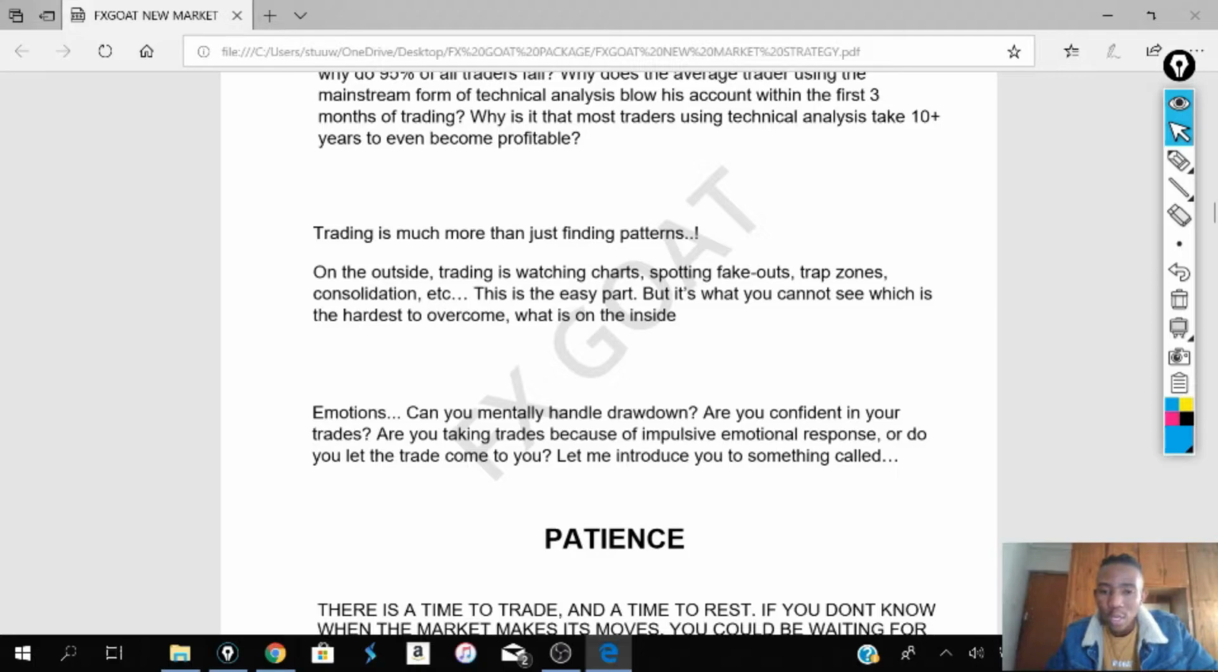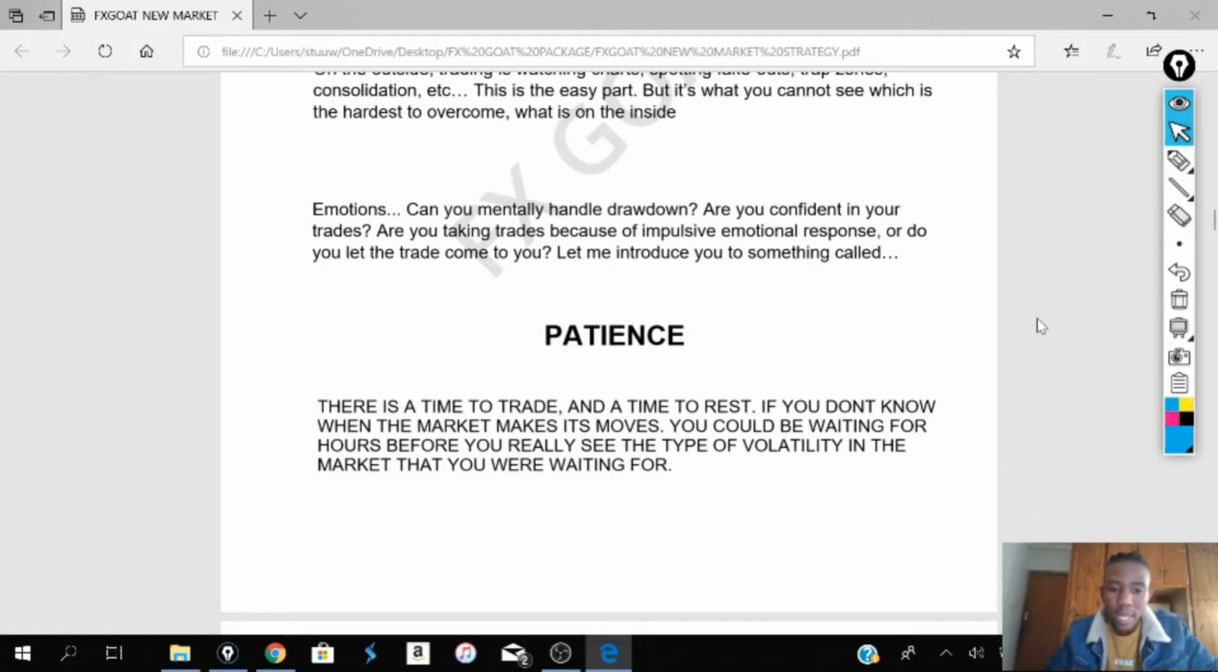But what you can't see, which is the hardest to overcome, is what's inside of you: emotions. Can you mentally handle a drawdown? Are you confident in your trades? Are you taking trades because of an impulsive emotional response, or do you let the trade come to you? Let me introduce you to something called patience. Now let's continue. There is time to trade and there is time to rest. If you don't know when the market makes its move, you could be waiting hours before you really see the type of volatility in the market that you're waiting for.